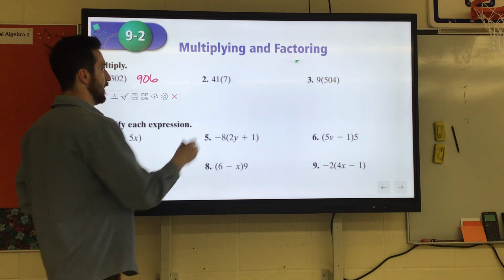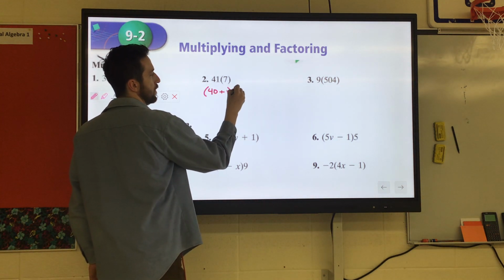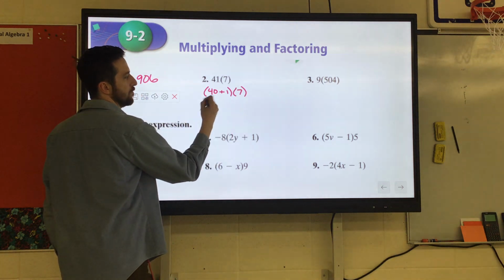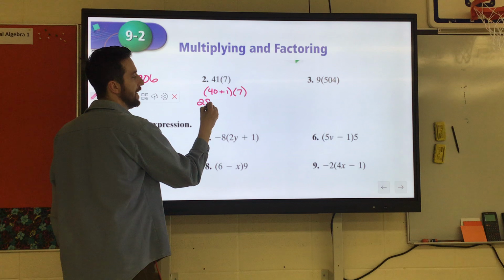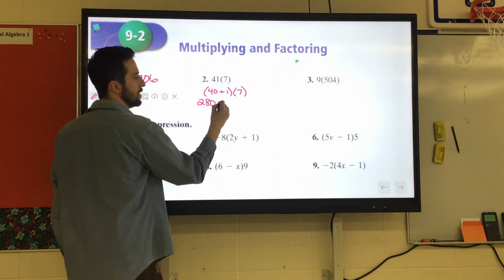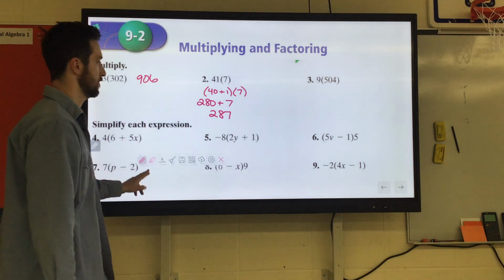41 times 7. I would think of 41 like 40 plus 1. 7 times 4 is 28, so 7 times 40 would be 280. Plus 7 times 1 is 7, so that would give me 287. Look at us using our brains.